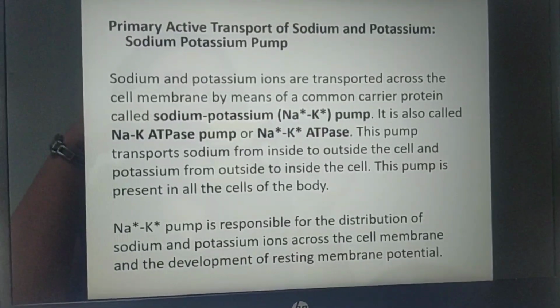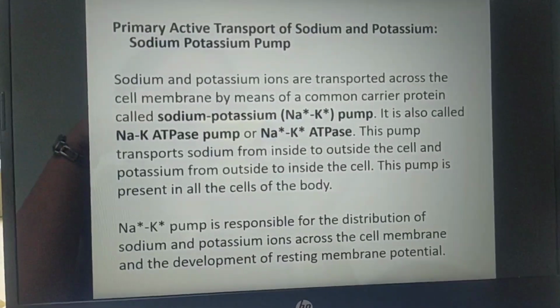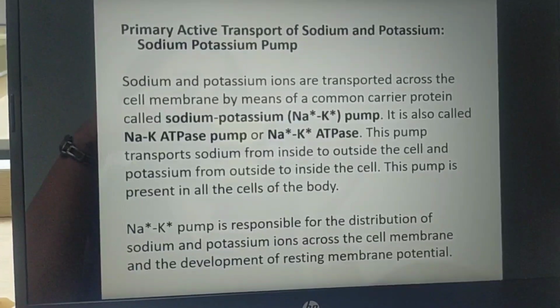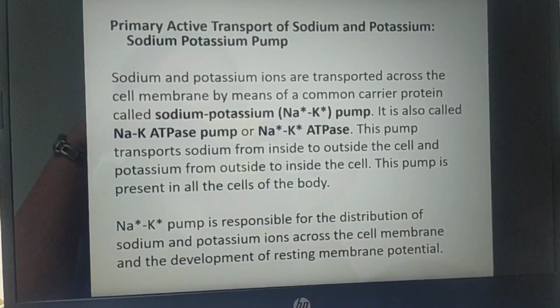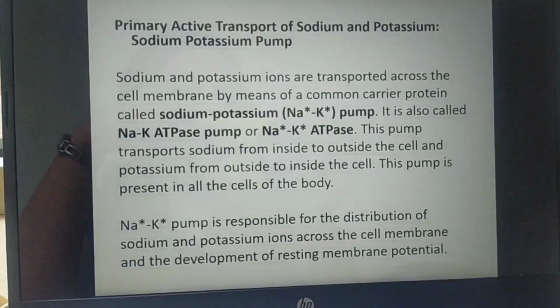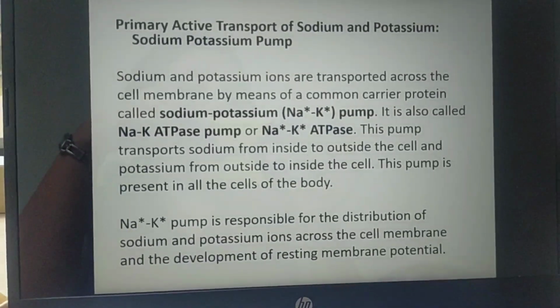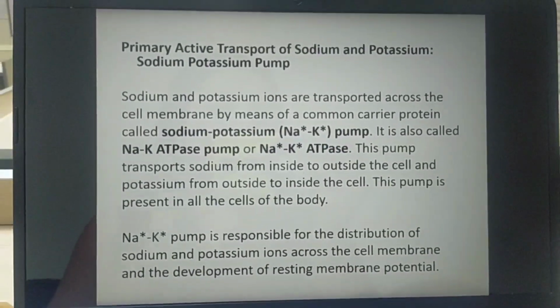This pump is present in all the cells of the body. The sodium-potassium pump is responsible for the distribution of the sodium and potassium ions across the cell membrane and the development of resting membrane potential.